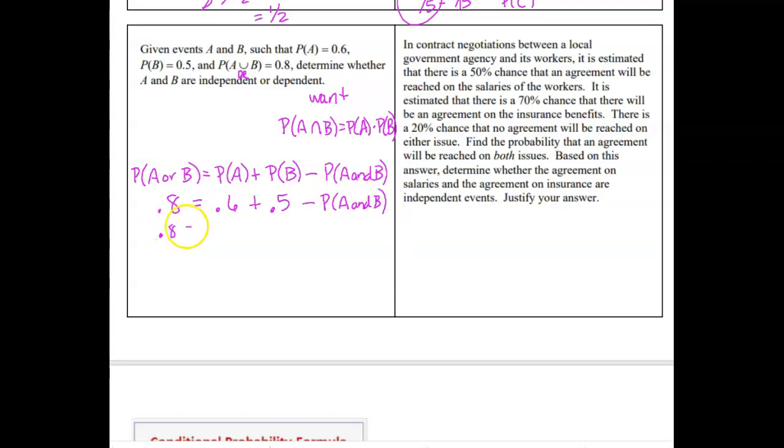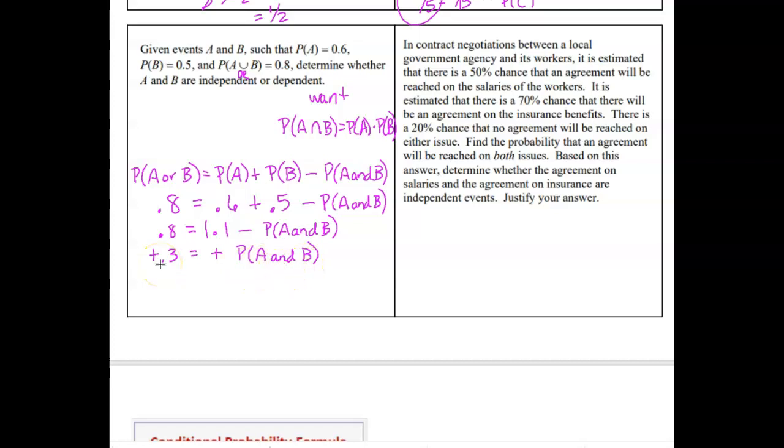So 0.8, this is what, 0.11? No, 1.1 minus A and B. So we'll subtract 1.1, so negative 0.3 equals negative. So two negatives make a positive. So the probability of A and B is 0.3.